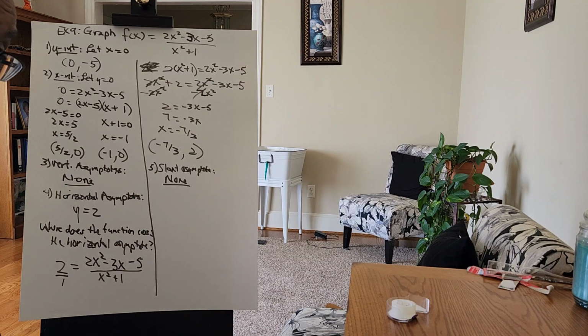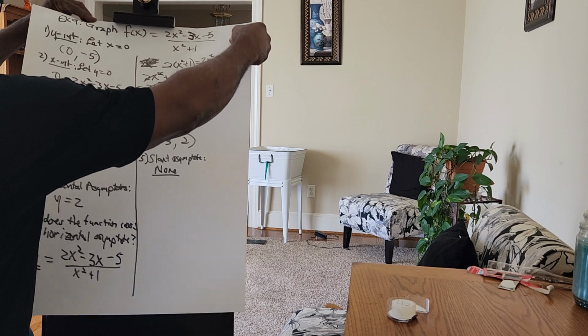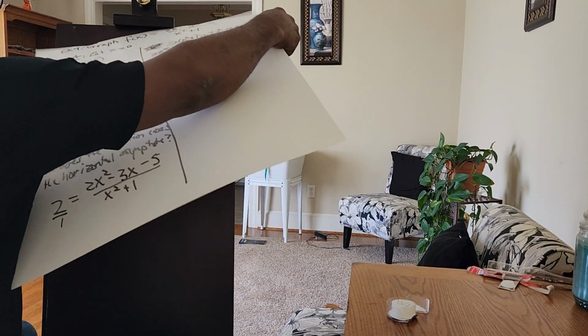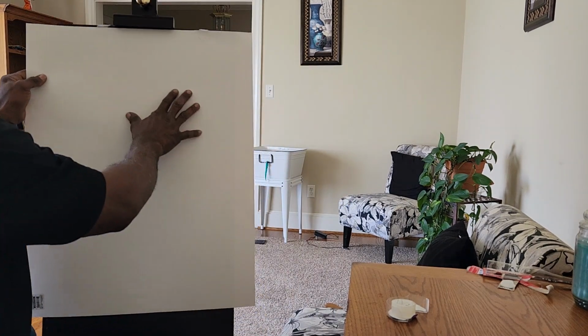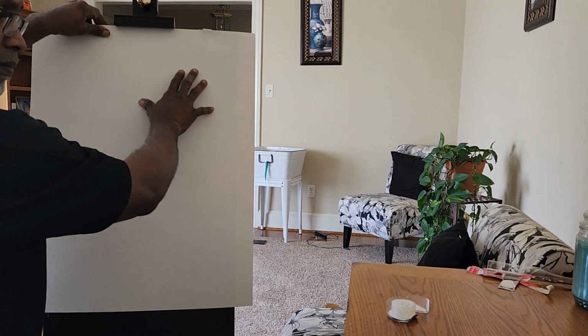Okay? So we figured out our horizontal asymptote. We figured out that we don't have any verticals. We don't have any slant asymptotes. We did have a y-intercept of 0, -5. We've got these two x-intercepts. So now I probably am at a point where I just want to try to graph it. Okay. So let's flip this over. Let's see if we can graph this thing.